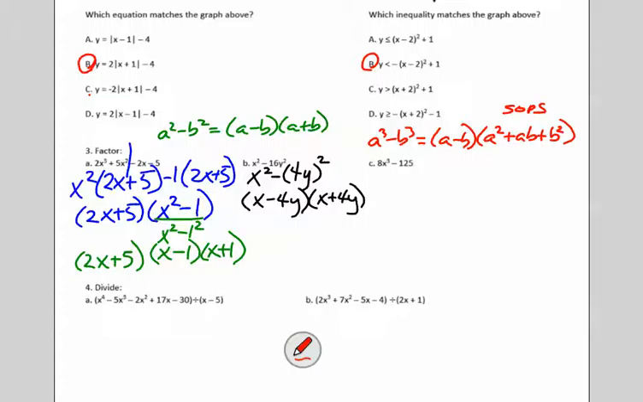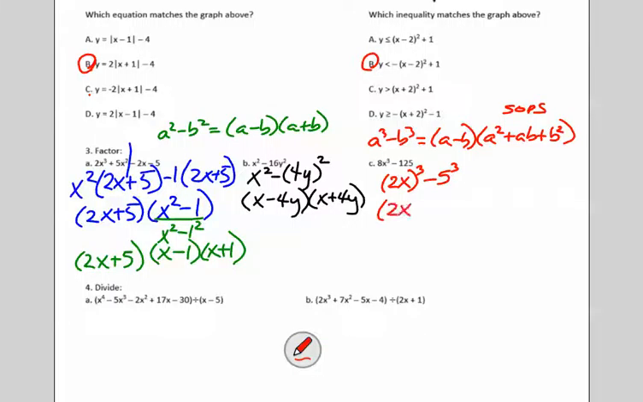So I need to figure out what number to the third power is 8, and it's 2. 2 to the third power is 8. So I rewrite this as the cube of 2x. And then 5 to the third power is 125. So I rewrite that as 5 cubed. So my A is 2x and my B is 5.